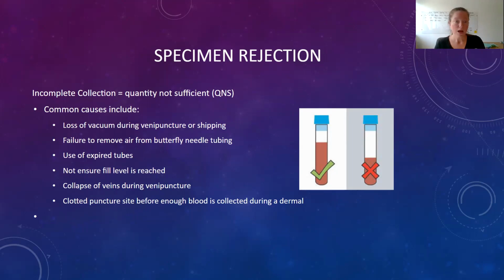Let's see, what else? If you didn't remove the air from the butterfly tubing, and so you got some air in the tube that wasn't supposed to be in there. The use of expired tubes, or the phlebotomist not ensuring they get to the fill level. If the veins collapse during venipuncture and you just can't get any more out. If we're talking about doing a dermal or a capillary puncture, sometimes that site becomes clotted before enough of the specimen is even obtained. Remember how quickly capillary punctures start to clot.